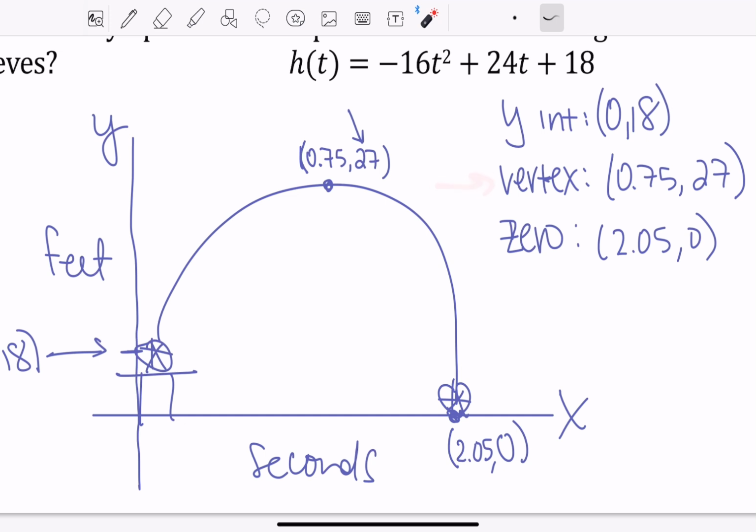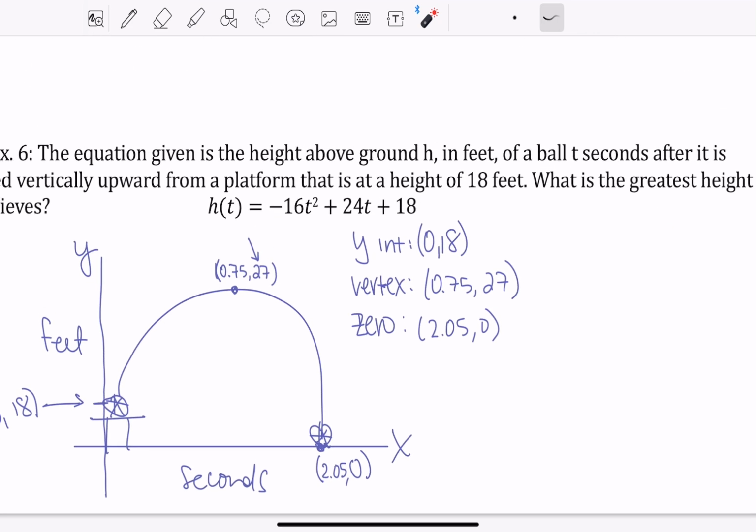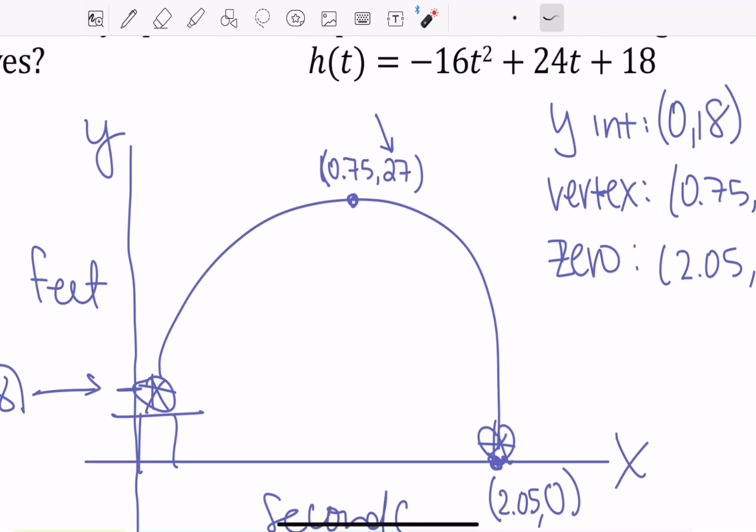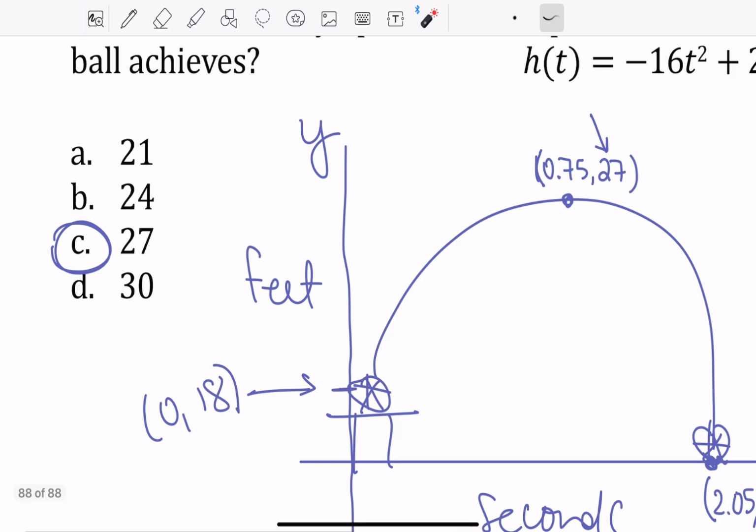Next, I have a vertex of (0.75, 27). That means we hit our max height of 27 feet after 0.75 seconds, so pretty quick there. And then our zero here is when it hits the ground again, and it hits the ground after 2.05 seconds. I just rounded that one. So the answer was our max height of 27 feet, and it was multiple choice. I picked that one. It is C.